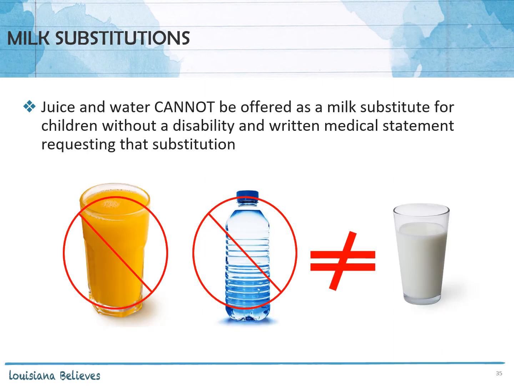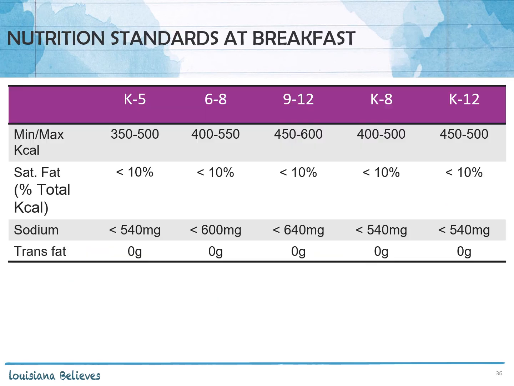A frequent finding on administrative reviews or technical assistance visits is the service of water or juice as a milk replacement where children do not have a medical statement on file. Juice and water cannot be offered as milk substitutes for non-disabled children because they do not have the same nutritional value as milk. This chart shows the dietary specifications for breakfast.